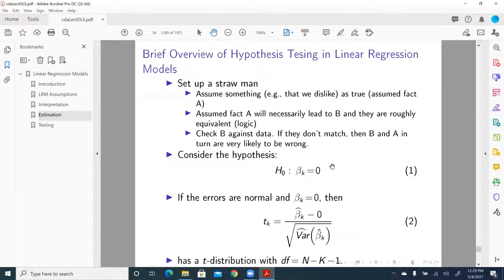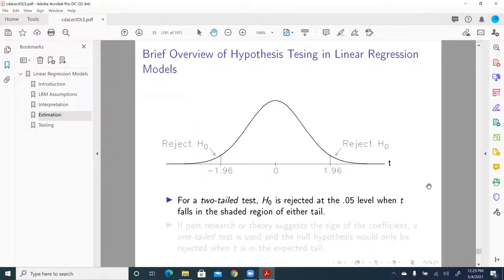So from here, assumed fact A, equation one, we can get equation two, that is assumed fact B. Okay, then what we're gonna do? Well, we have a t distribution, right? In the middle is zero, assuming beta k is zero. And the t statistic follows a t distribution. Okay? And if the t statistic is in either of the tails, right? And here I mark the t statistic, negative 1.96 and positive 1.96. And these are the values beyond which, so for negative 1.96, here I'm talking about the region that's more negative than negative 1.96. And here, the region that I just talked about is the region beyond 1.96. So two regions beyond the two critical t's.